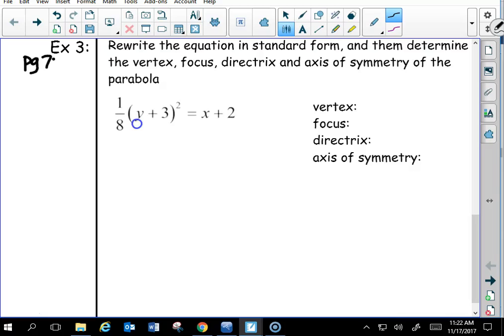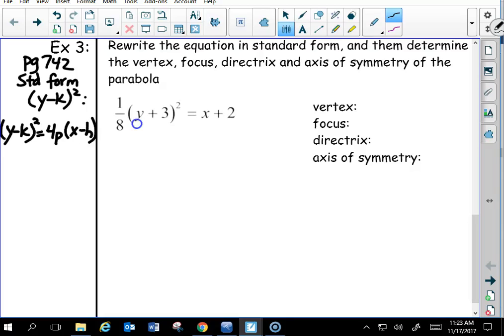Again, page 742, and standard form, when you have y minus k squared, looks like this. y minus k squared equals 4p times x minus h. Okay? So what we're going to do is solve for y minus k squared, and I'm going to do that by multiplying the whole equation by 8. That gives me y plus 3 squared equals 8 times x plus 2.